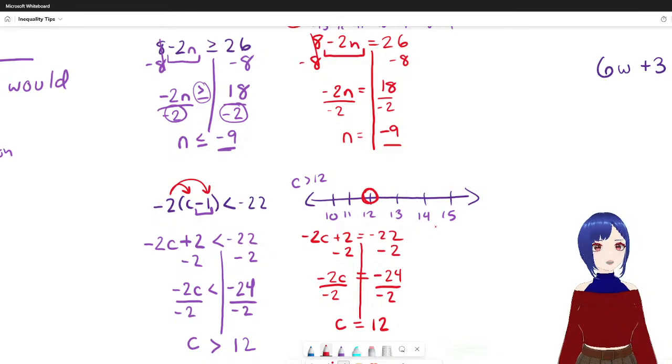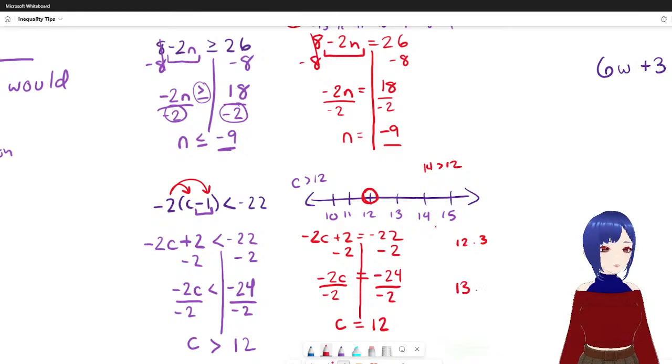So anything that's shaded is covering all numbers that make this true. And the reason we shade for inequalities is because inequalities cover a range of numbers. For C is greater than 12, I could say that 14 is greater than 12. That makes that true. I could say that 12.3 is greater than 12. I could say 13.000001 is greater than 12. All those numbers are greater than 12.